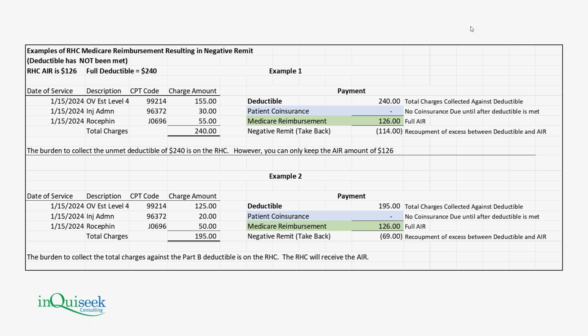In our second example, also the deductible has not been met, but our charges are only $195. So this is going to also illustrate, these are the same exact services at different charge amounts. And I'm not suggesting any specific charge amounts. I'm just trying to illustrate that the amount of your charges does directly affect the deductible amounts and the co-insurance amounts for the visit.